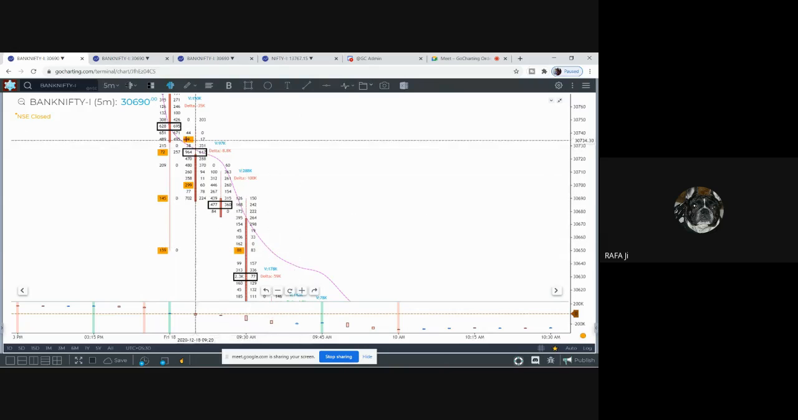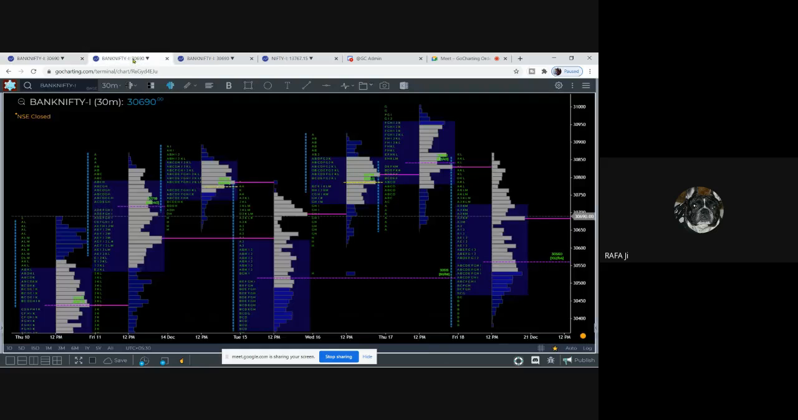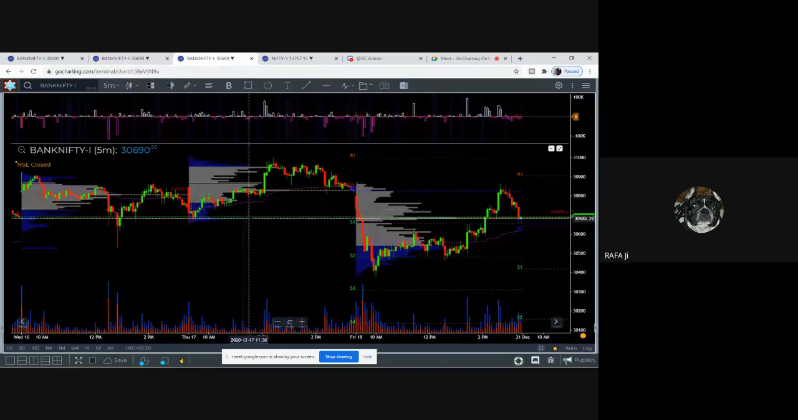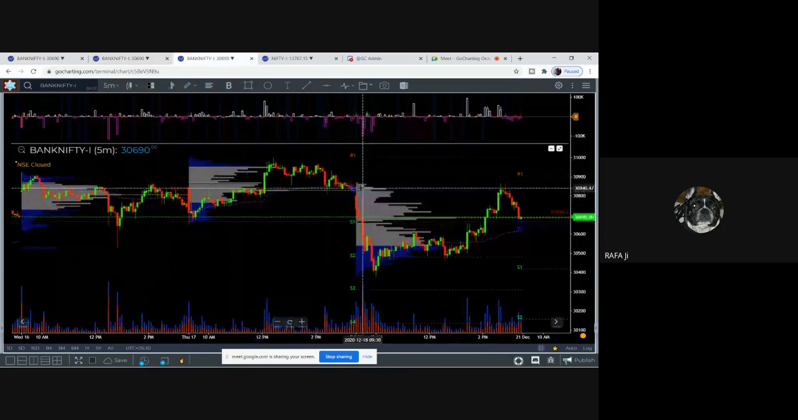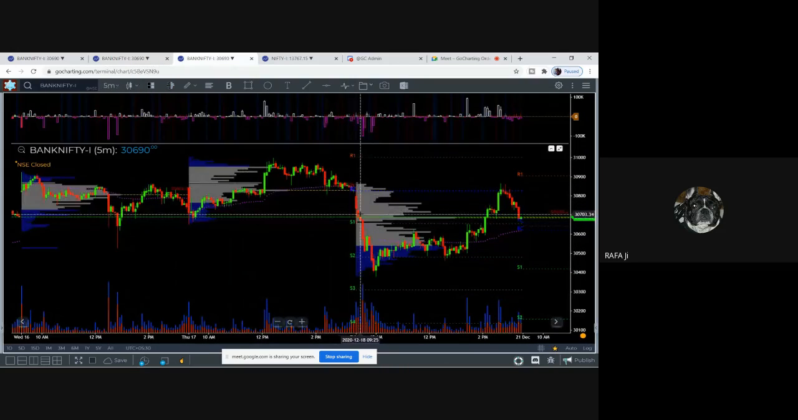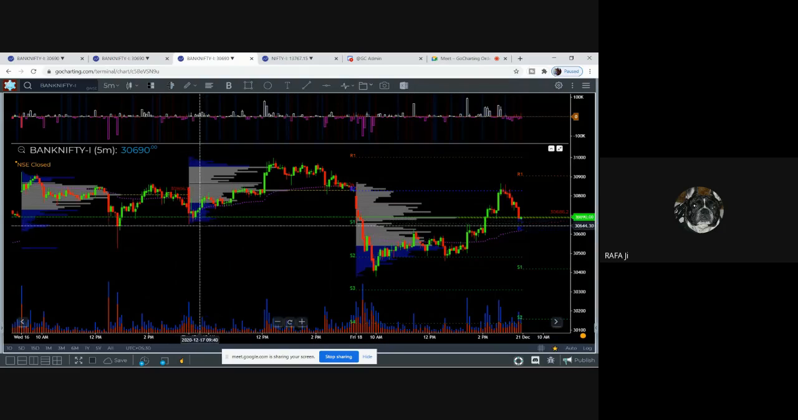Okay, so how do you know this? Let's start with the volume profile, the basic volume profile chart. Okay, so this is the first 5 minute candle, this is the second one. Now this is the low. So what do you expect? And this also happens to be a support.